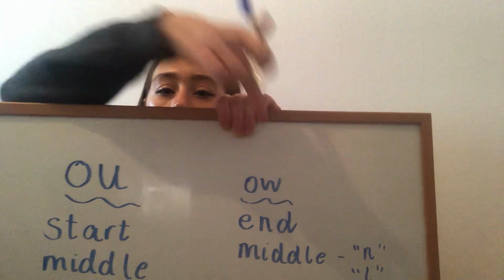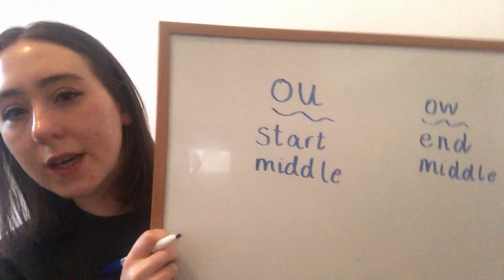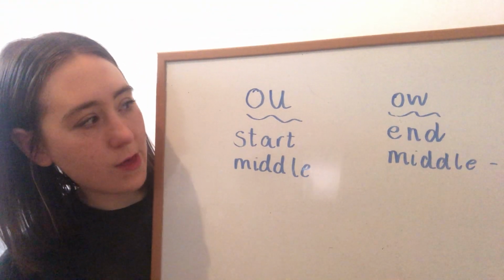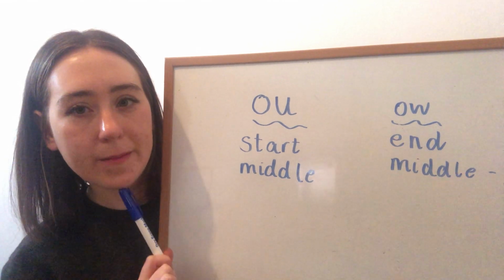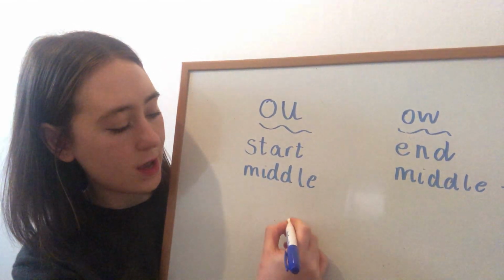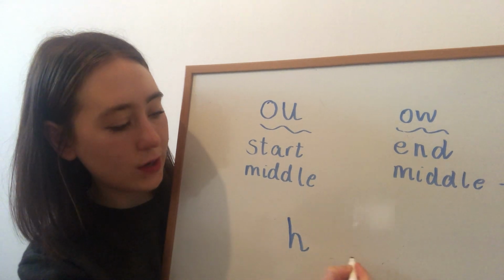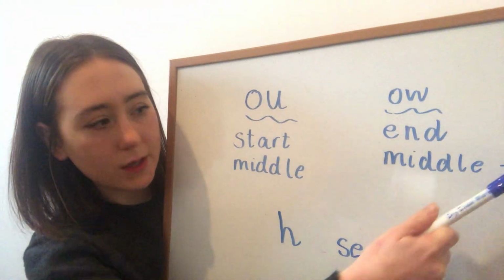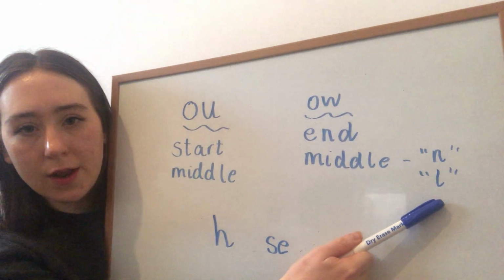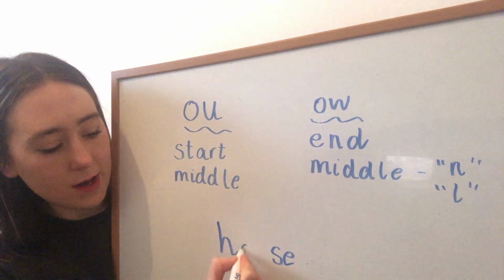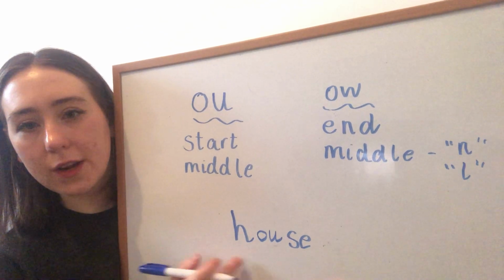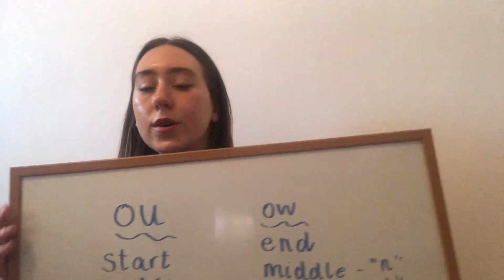You can go on a little hunt for some ow words and you can try and guess which ow sound it is. So if you're in your house, or on your daily walk and you see a house, which ow sound do you think it might be? Ow. Does it end with an n or an l? Nope. So it's going to be ow.